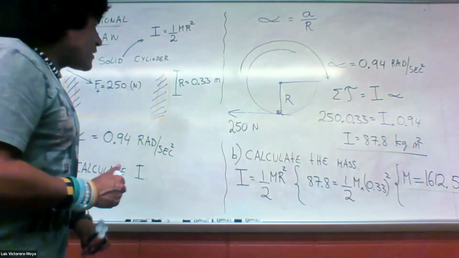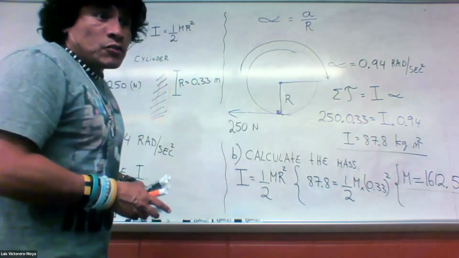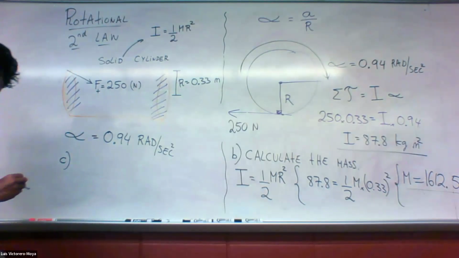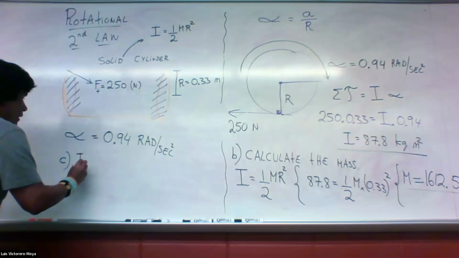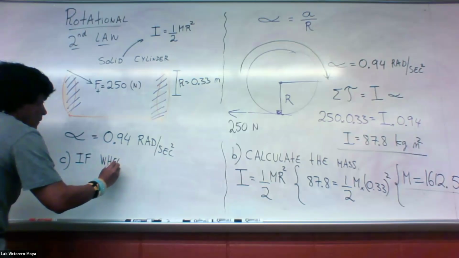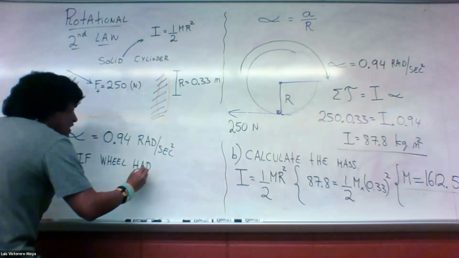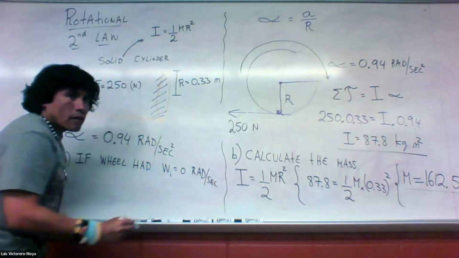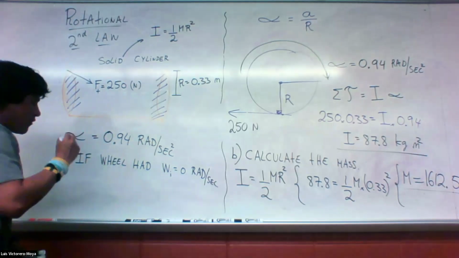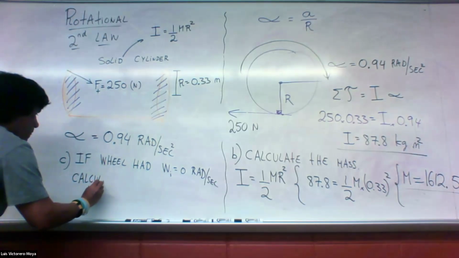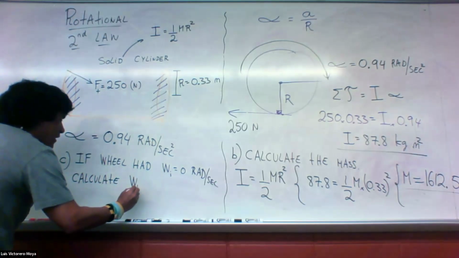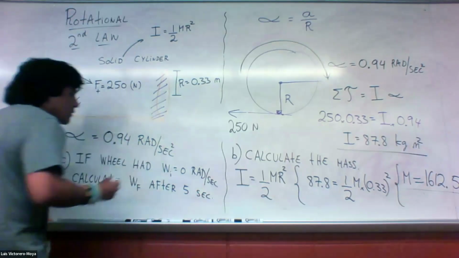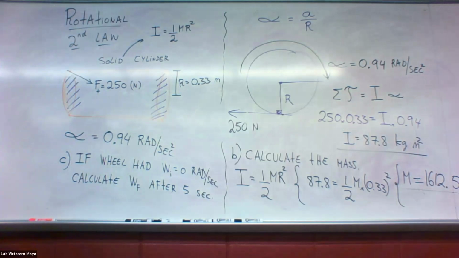Okay. Let's review chapter 7, because we have acceleration, right? So the last question, part C. They tell you that if the wheel had an initial angular velocity of 0 rad/s, calculate the angular velocity after 5 seconds. Calculate w final after 5 seconds. Okay, that's a chapter 7 question.